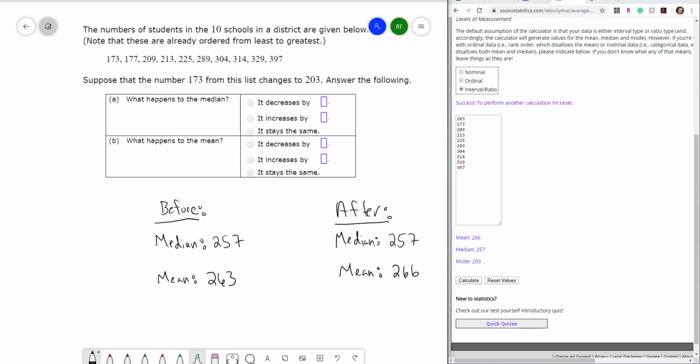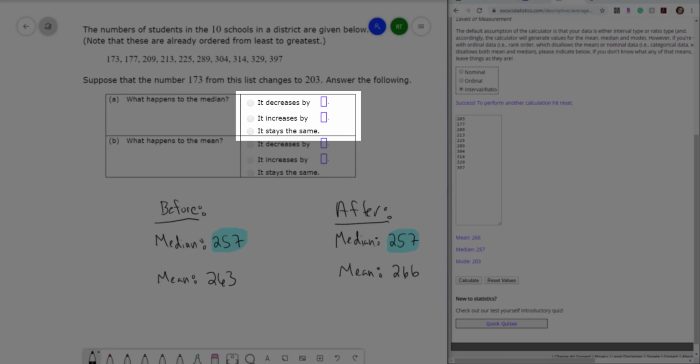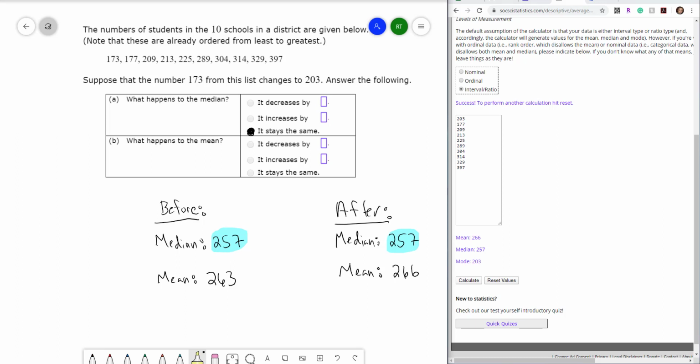Now looking at the questions, letter A says what happens to the median? So if I look at the median, before it was 257, after it's 257. It did not decrease, it did not increase, it stayed the same. So my choice would be this one here, the third choice. And then letter B, what happens to the mean? So if I look at the mean, before it was 263, and then after it was 266.